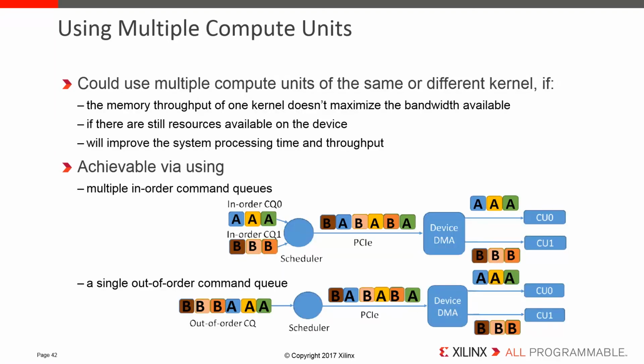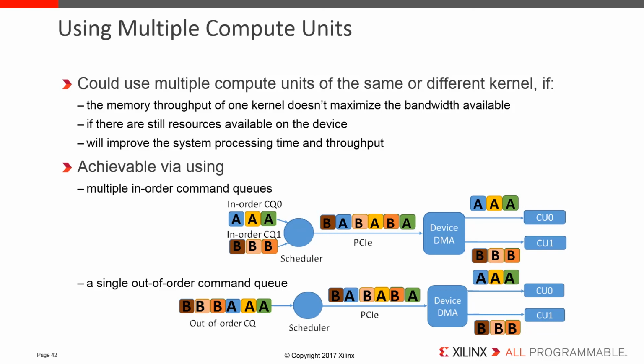Another approach to improve throughput is to use several kernels in parallel. This is beneficial when a single kernel doesn't maximize or saturate the bandwidth and when resources are still available on the device. A suitable situation is when less than 50% of the bandwidth is used, so 2 kernels make sense.